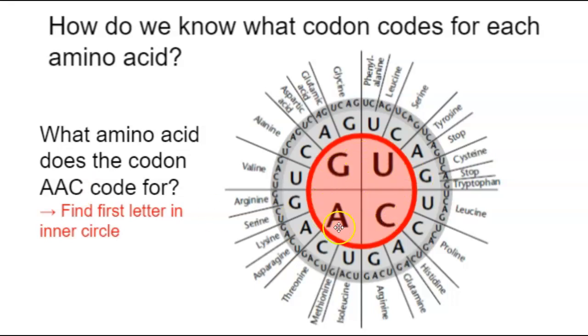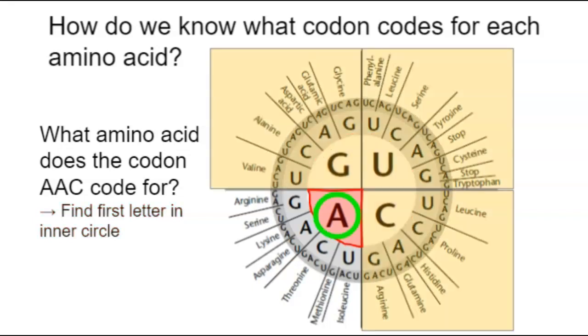We look at the inner circle and we find the first letter in the inner circle. So we've got AAC. So that first letter is going to be an A. Okay, there's our first letter. Once we find that first letter, we block off all the rest of it. We don't need to worry about the rest of it. We're just going to look in this corner where the big A is.